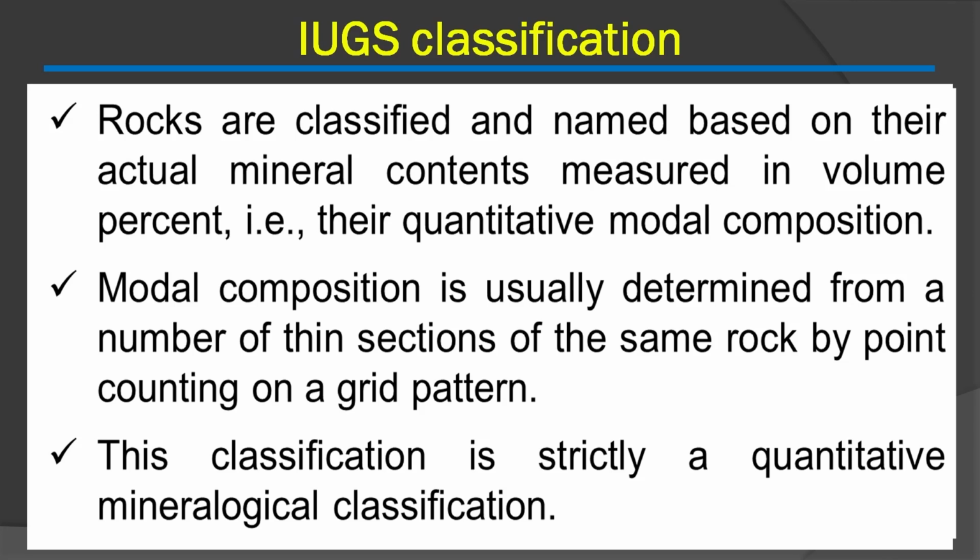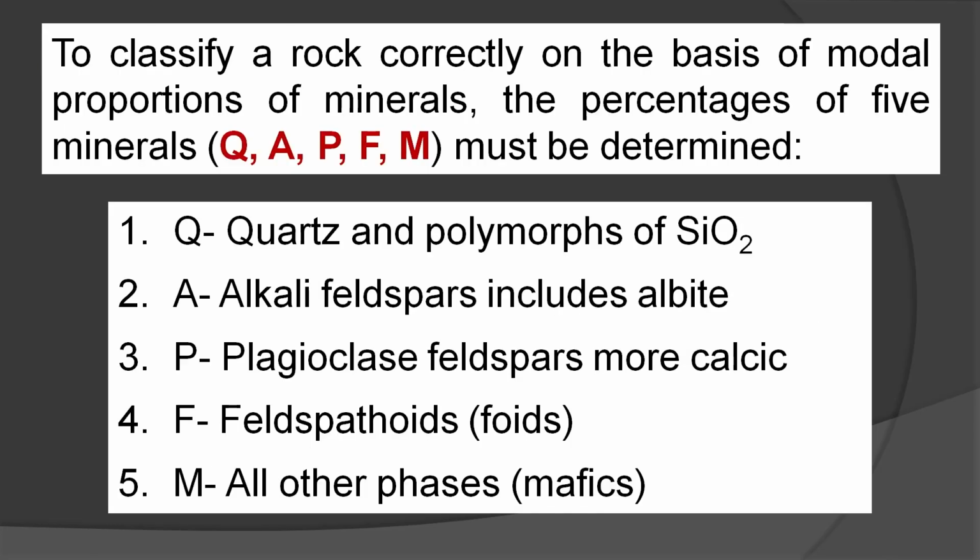This classification is strictly a quantitative mineralogical classification. To classify the rock in a correct manner, we need to have the modal proportion of minerals, and the percentages of 5 minerals must be determined. That is Q, A, P, F, and M. Here, the Q stands for quartz and the polymorphs of silica. Say, for instance, cristobalite and stishovite, these are polymorphs of silica.